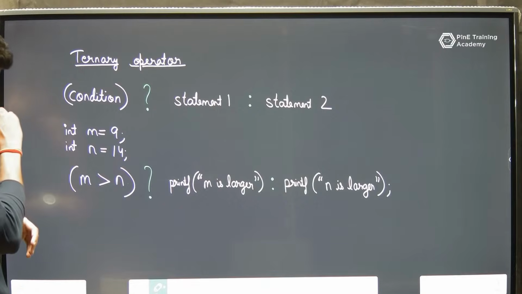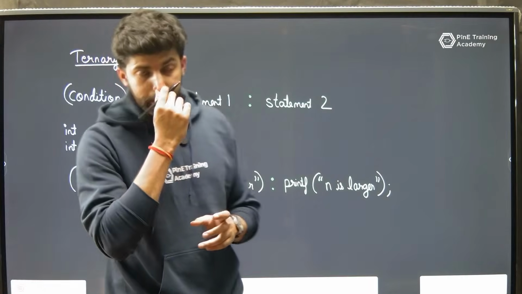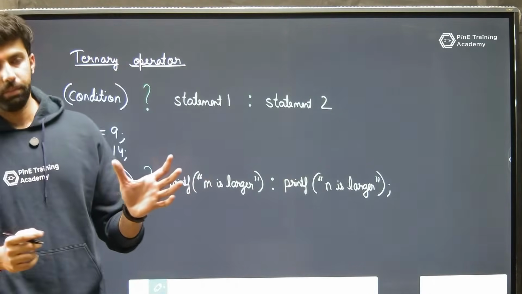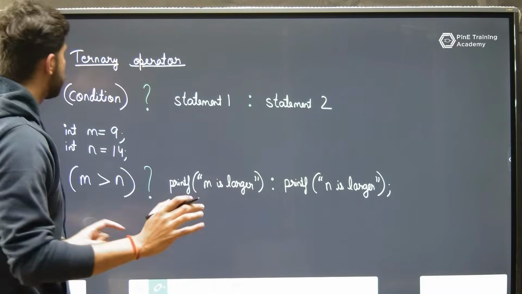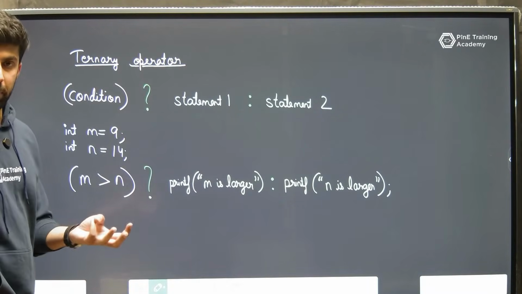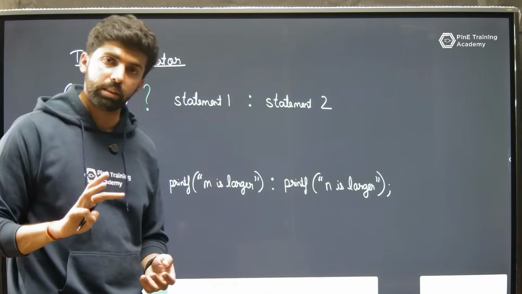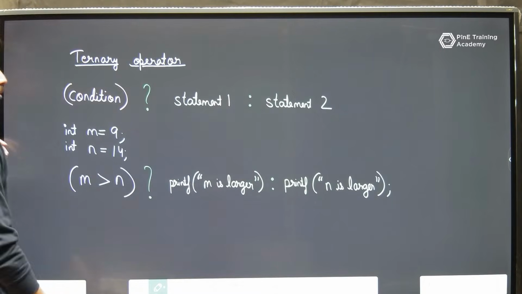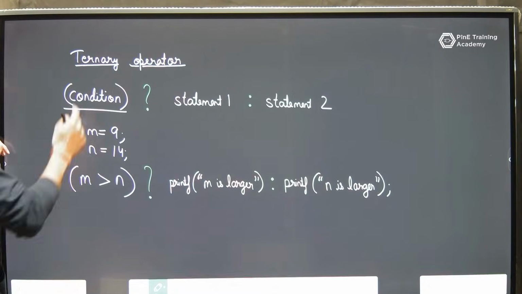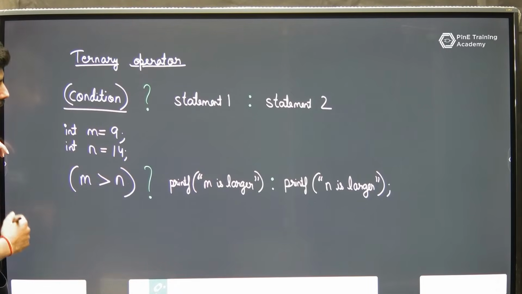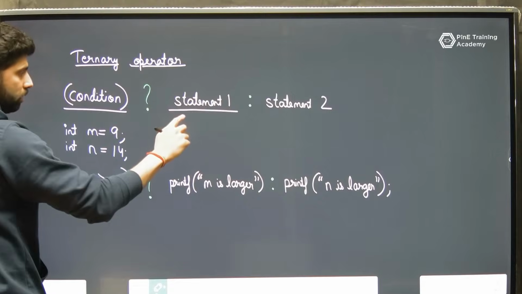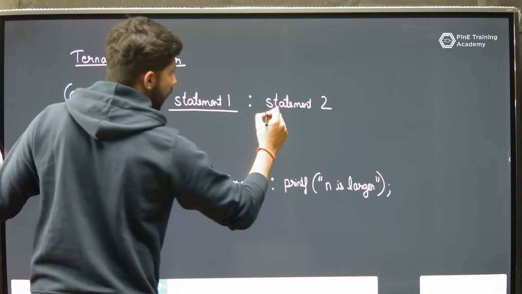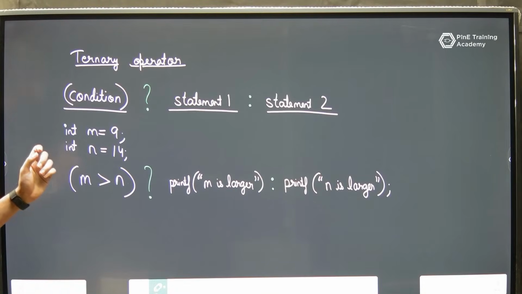We have another operator which can check conditions, and if we have very small statements to execute, we can use this operator. This is the ternary operator. Ternary means it has three operands, and this is how we use it. First we write a condition. After that condition we use a question mark symbol. Then we write our statement 1, or code 1. Then we use the colon symbol and statement 2.